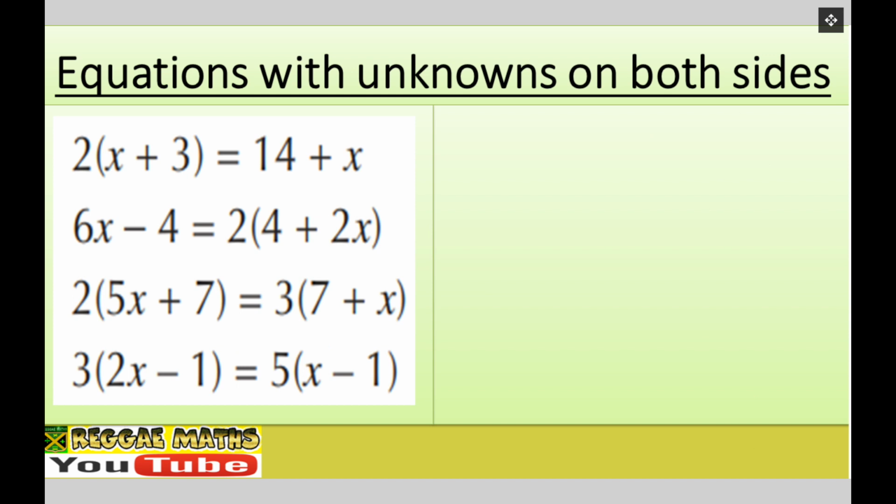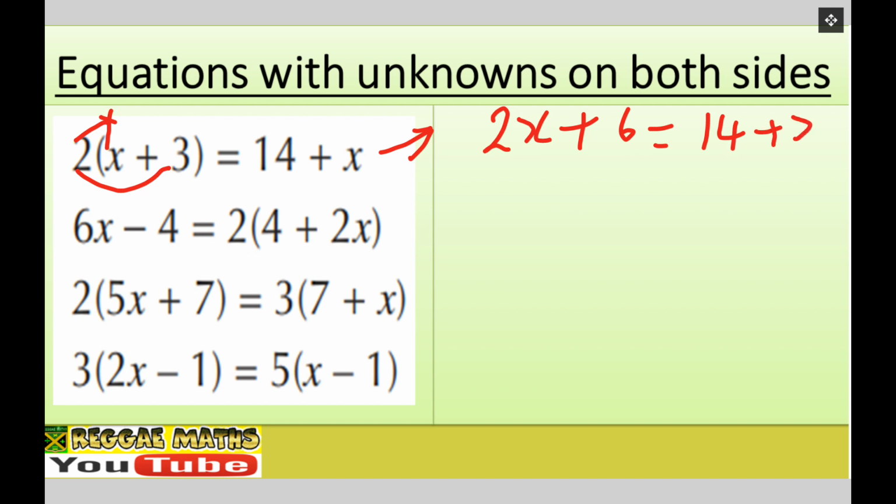Okay, what this does now, we got unknown on both sides, but this is not tricky. All we have to do here is get rid of the bracket. So you go through the process step by step. The first one I'm going to look at here is getting rid of the bracket. So I've got 2 times x, right? That's going to give me 2x. 2 times 3 is 6, equals to 14 plus x.